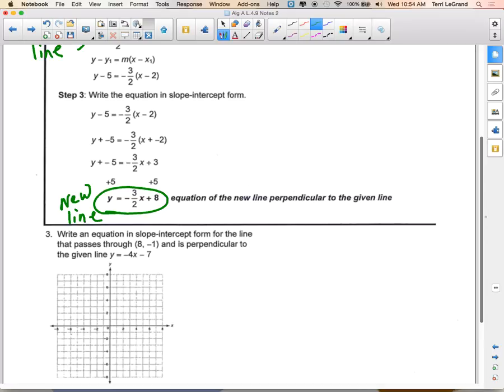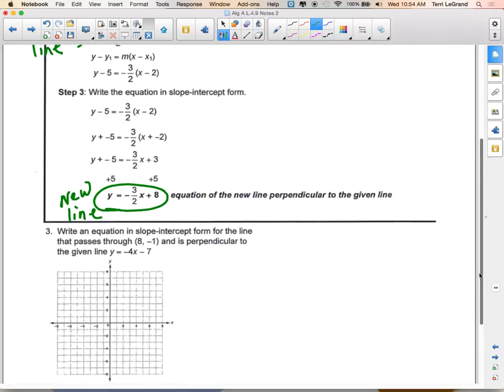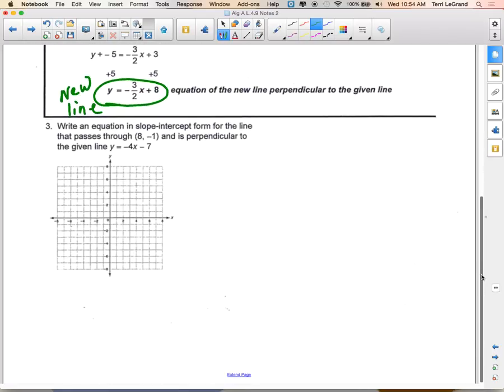And this one isn't actually graphed. And when we do the one that we're going to practice together and in the homework, we will graph it to verify it. Okay? So let's look at number 3. Write an equation in slope-intercept form for the line that passes through (8, -1) and is perpendicular to the given line y = -4x - 7.